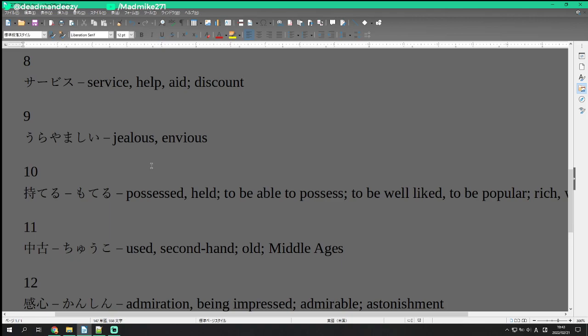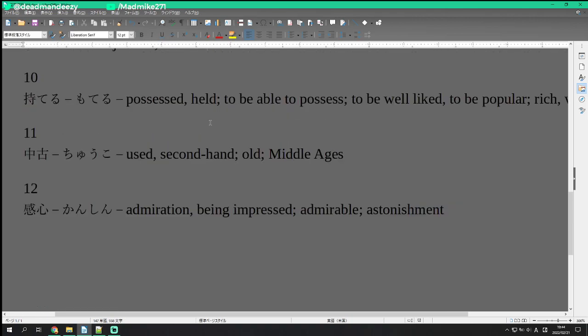Number 9 is urayamashi, which is jealous or envious. No kanji yet for this one. We'll probably learn it in the N2 or N1 lists. So you're either talking about being jealous or envious, or someone has something that you can be envious of. Urayamashi can also mean you have something that other people could get envious about. Urayamashi is jealous or envious.